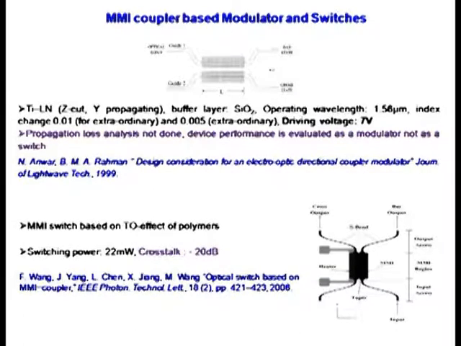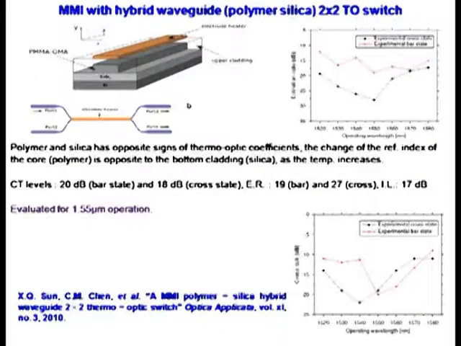Switching power is very less, 22 milliwatt, and the crosstalk is a little high, minus 20 dB. Because moreover the best crosstalk seems to be around minus 40 dB, but their crosstalk was a little on the higher side, minus 20 dB. Then some other authors have come up with a hybrid waveguide, using polymer and silica, and they have designed the 2x2 thermo-optic switch.